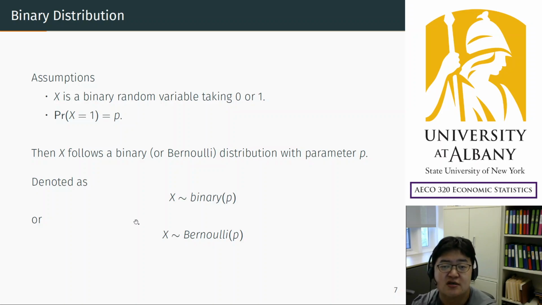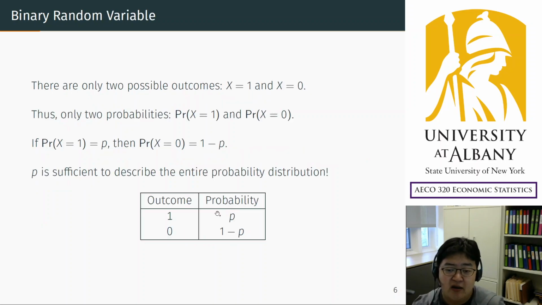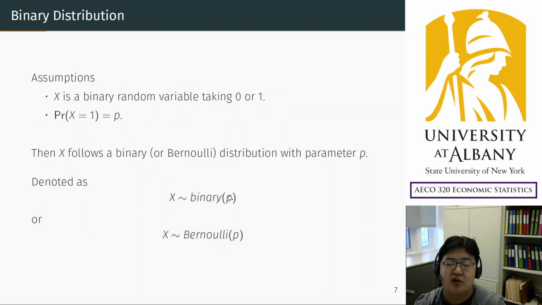And we denote this like this. A random variable X, and this wiggle sign means follows. X follows binary distribution with parameter P, or equivalently Bernoulli distribution with parameter P, right? So the wiggle sign means follows. A random variable follows a certain probability distribution. Okay, this is a brief introduction to binary distribution.